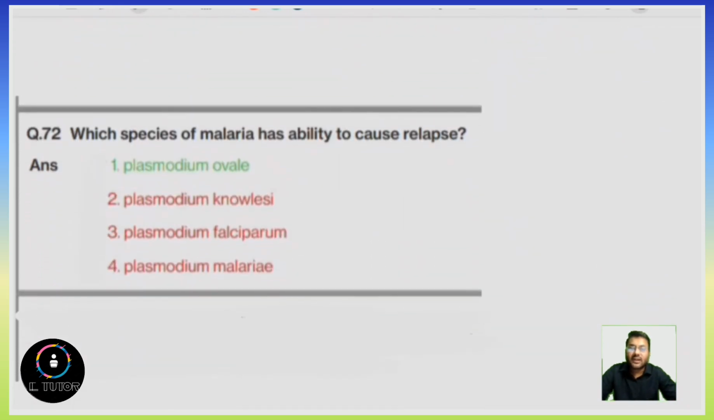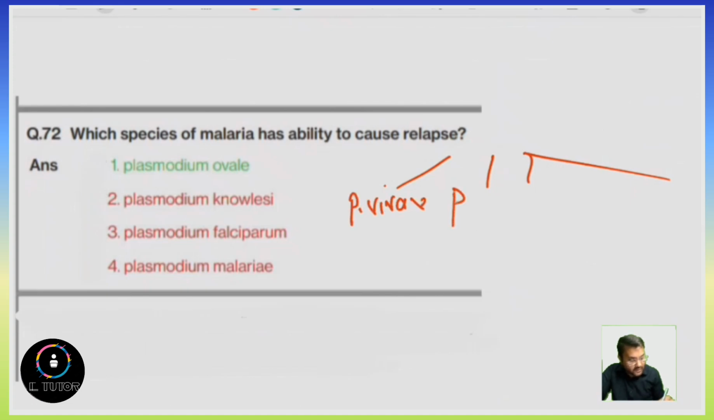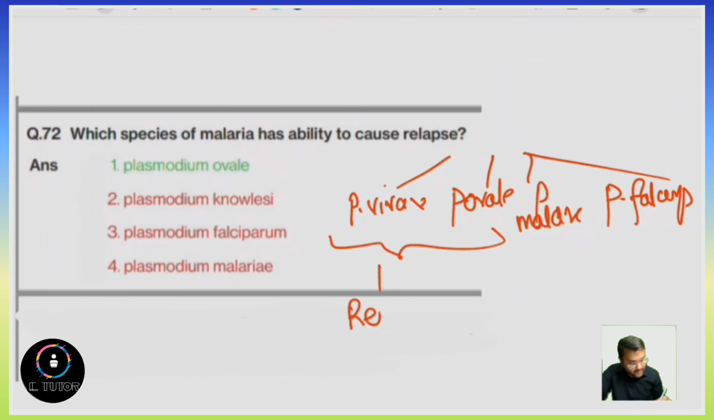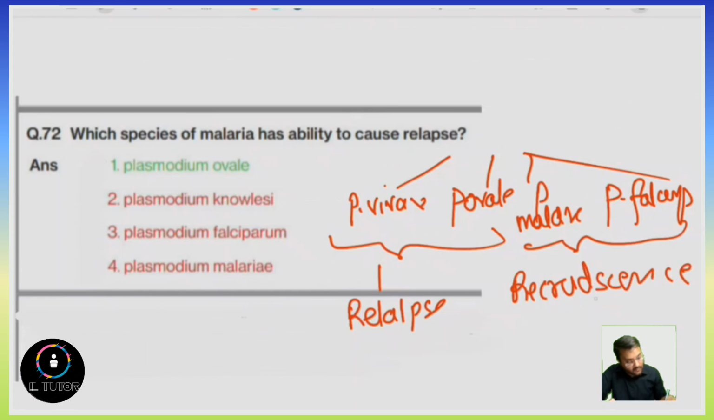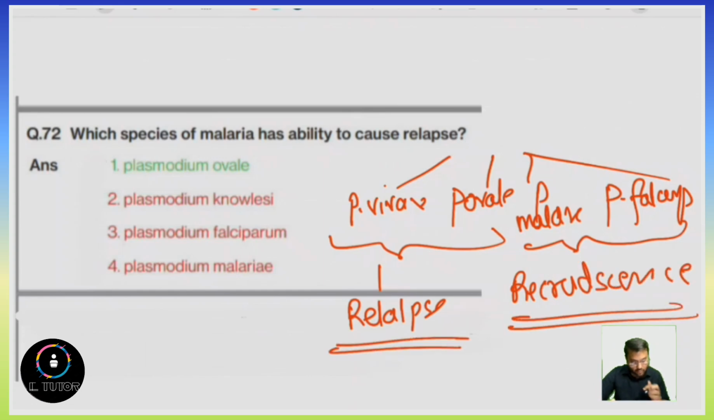Which species of malaria has the ability to cause relapse? If we talk about malaria, then four species are there: P. vivax, P. ovale, P. malariae, and P. falciparum. P. vivax and P. ovale will show relapse, and P. malariae and P. falciparum will show recrudescence. So they are asking about relapse. So answer will be Plasmodium ovale, option number A.